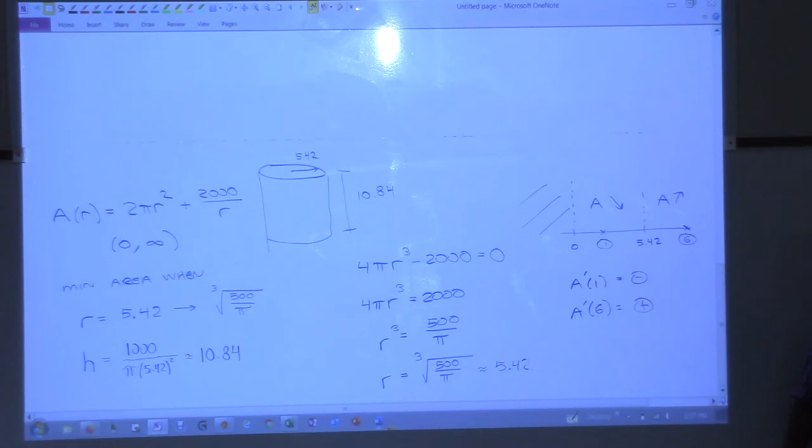Isn't 10.84 double the radius? So is that really saying to us that the diameter of the can has to be the height of the can? That's exactly what it's saying to us.